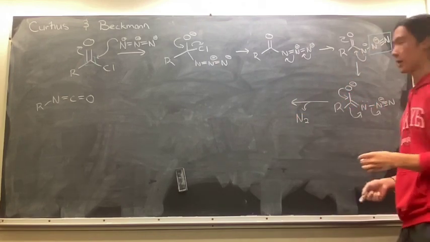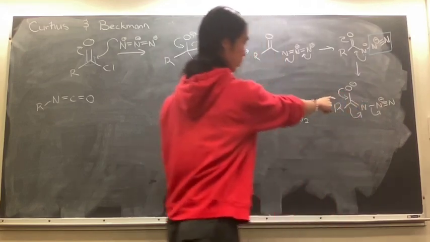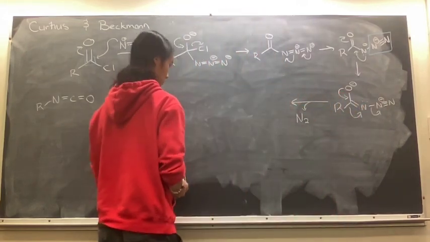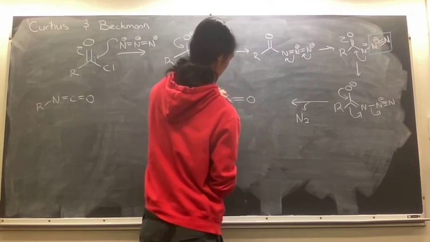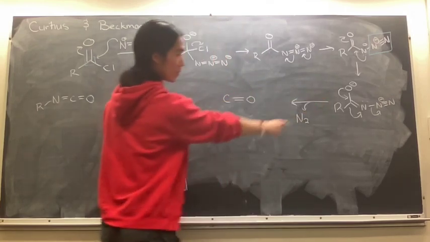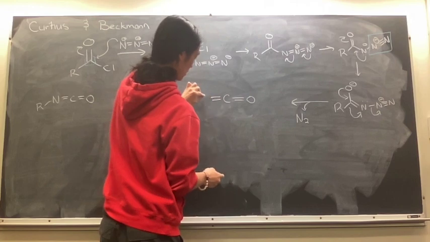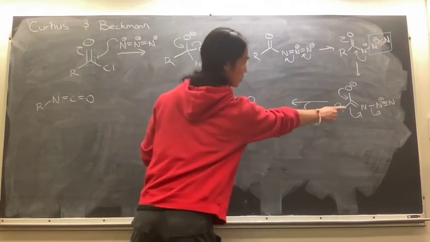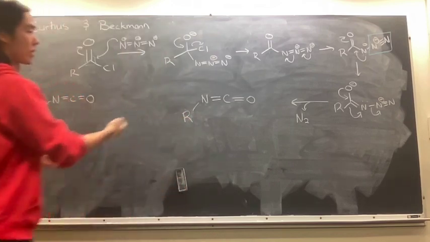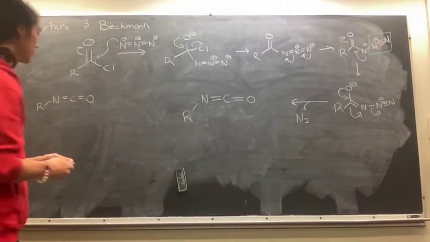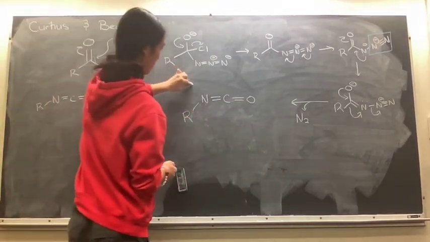This is what's driving the reaction again, and we form a double bond to that carbon-oxygen. So we have oxygen double bonded to a carbon. That carbon is double bonded to a nitrogen. And this R group has moved over to the nitrogen, so we get, and that's our product, it's an isocyanate. I'll put that down too.